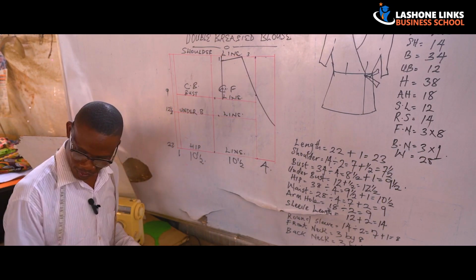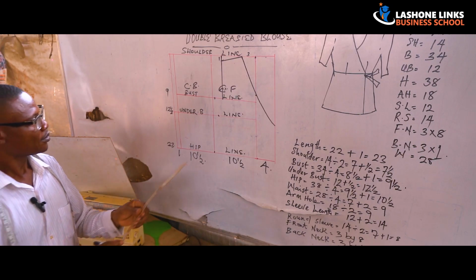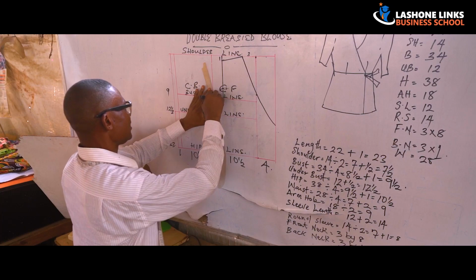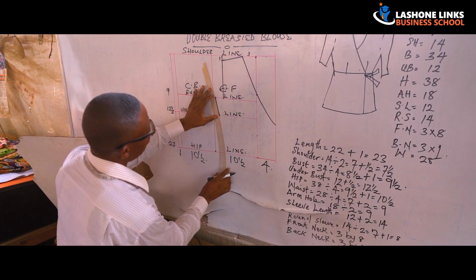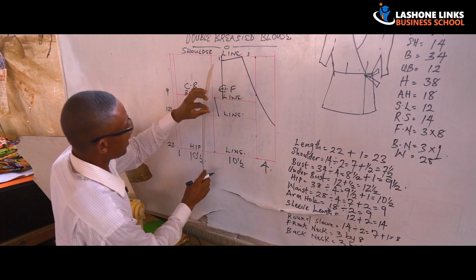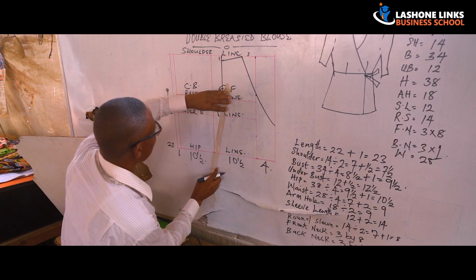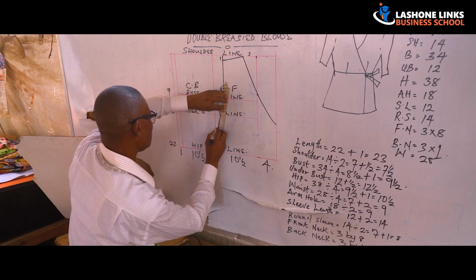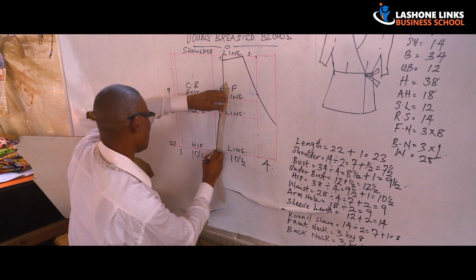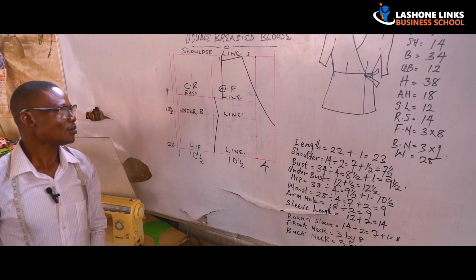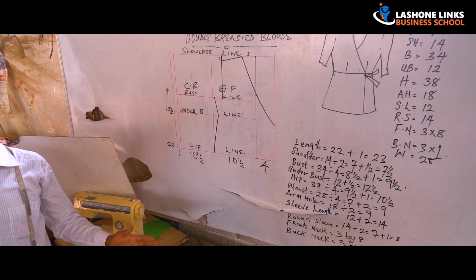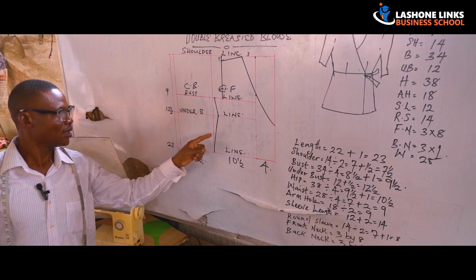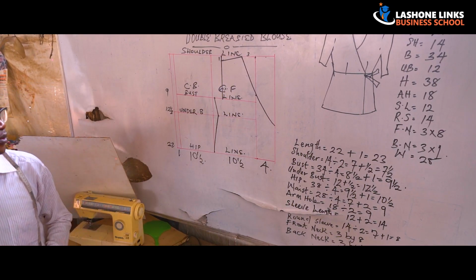Then with your ruler, you connect the bust and waist together, and waist to the hip. I think you can see how we join it. Yes, so you join the measurement of bust together with the waist, then together to the hip.